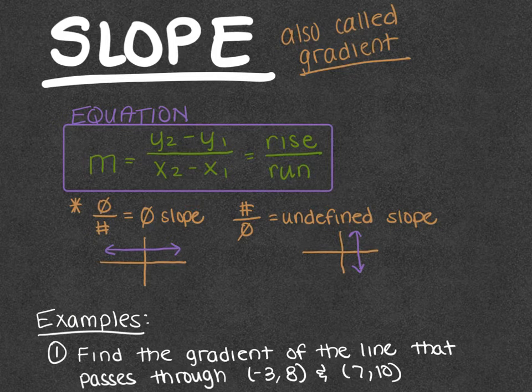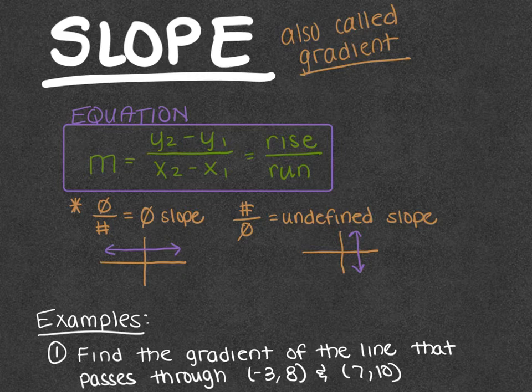So let's first talk about slope. In order for a function to be linear, it needs to have a constant rate of change, and we call that a slope. And we can also call that gradient. Both of them mean the same thing. So just to review, the equation for slope is y2 minus y1 over x2 minus x1.